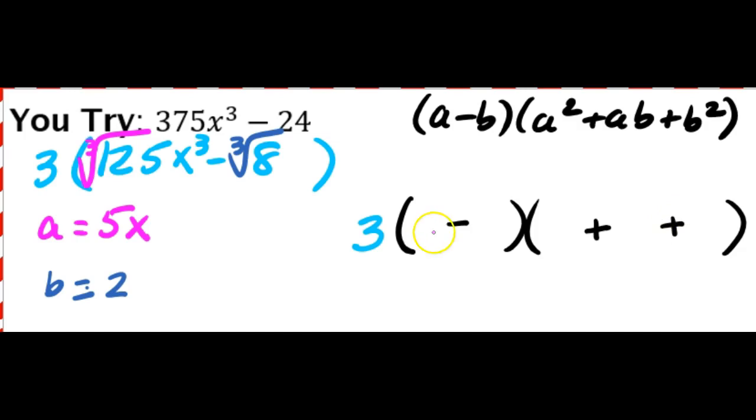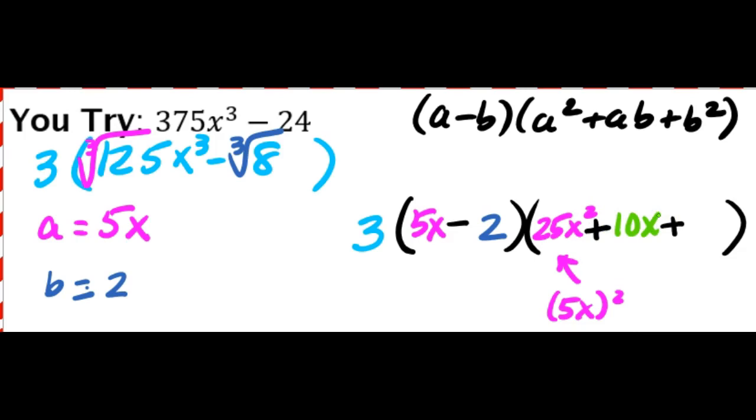So I have 5x minus 2. In the first position right here, that's going to be 5x squared. So remember, you have to square the 5 and the x. So it's going to be 25x squared. In the middle term, I'm going to be multiplying 5x and 2, and that's 10x. And then in the last spot is going to be 2 squared, which is 4.